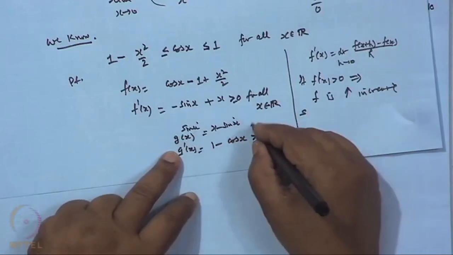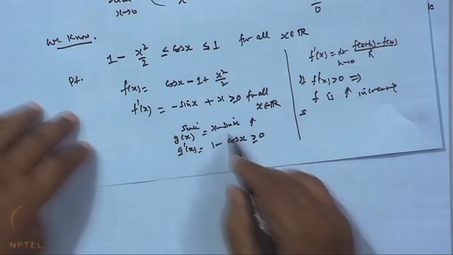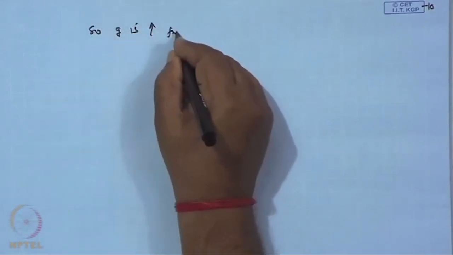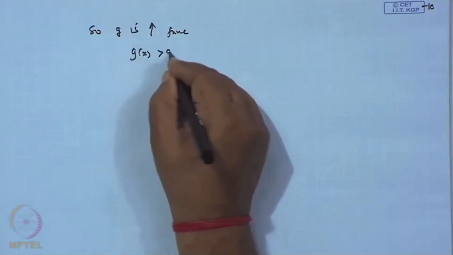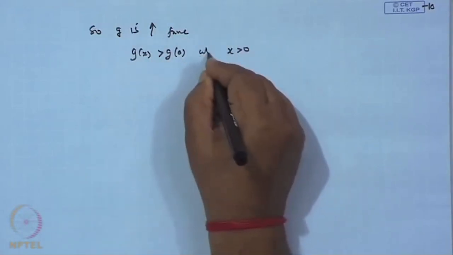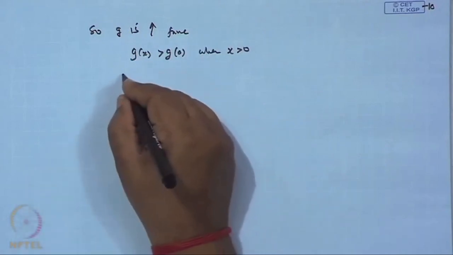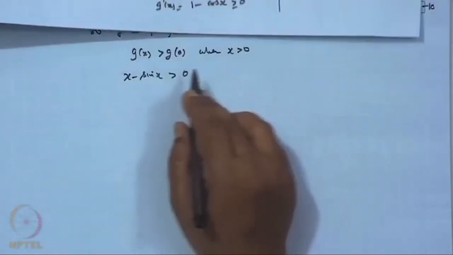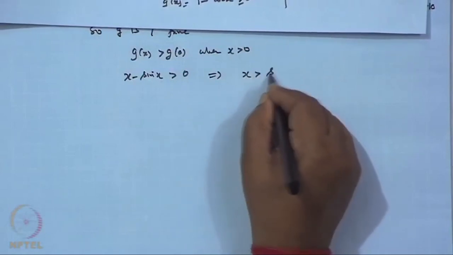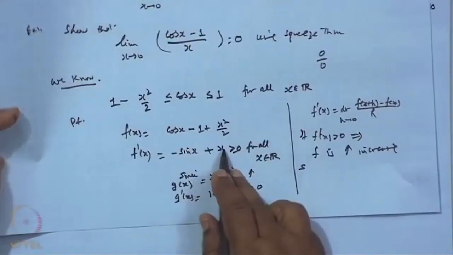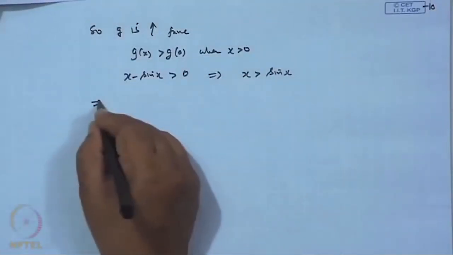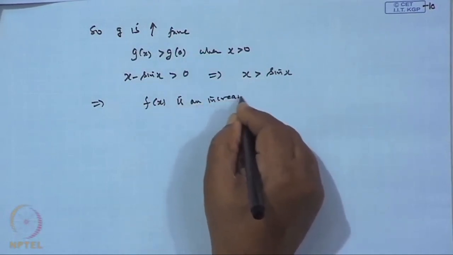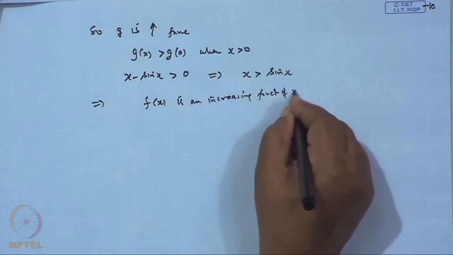So, it will always be greater than or at most equal to 0. So, g is an increasing function. Once it is increasing, the value of g will be greater than g of 0 when x is greater than 0. So, when x is greater than 0, we get x minus sin x is greater than 0, because the functional value g of 0 is 0. So, this implies that x is greater than sin x. It means sin x will always be less than x. So, this is greater than 0. This implies the function f is an increasing function of x when x is positive.